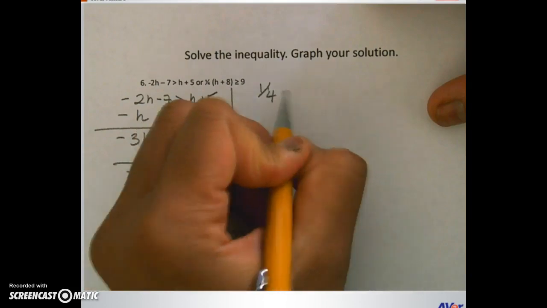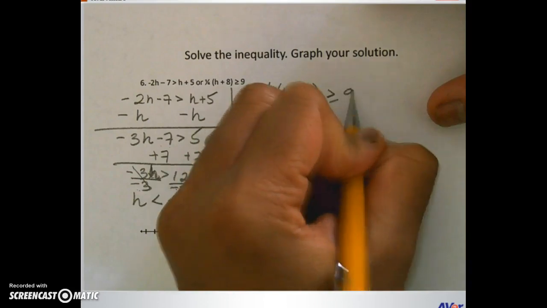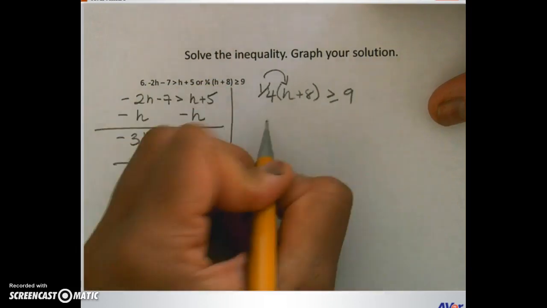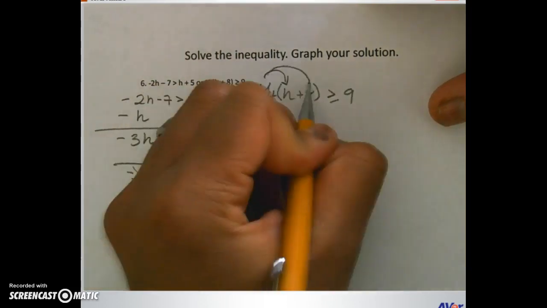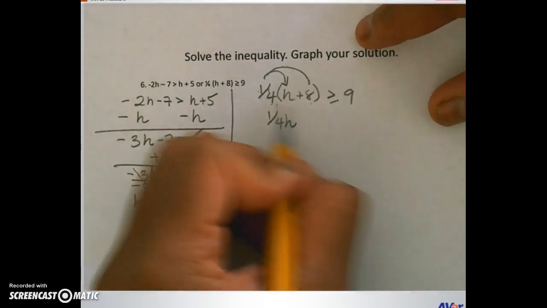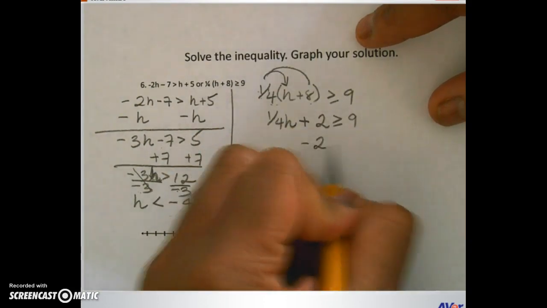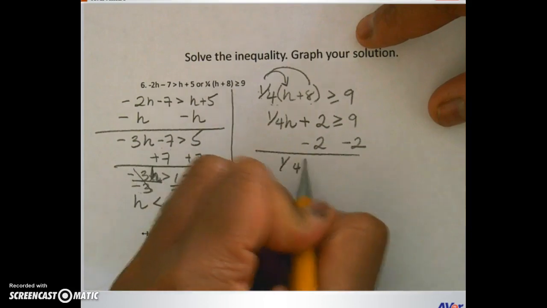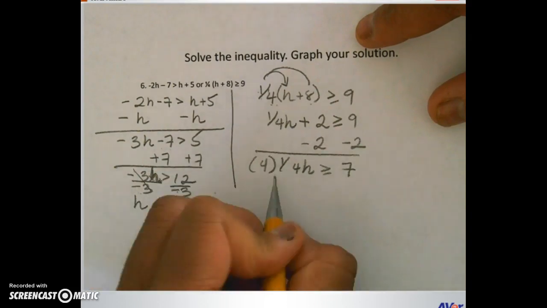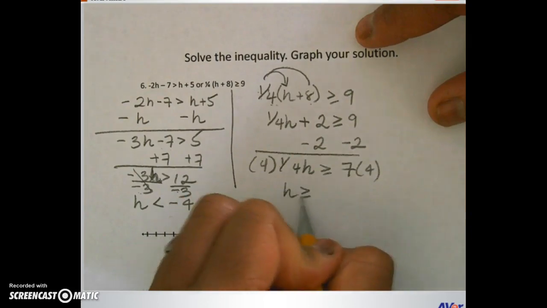Okay, now a little more work. 1 over 4 times h plus 8 is greater than or equal to 9. This is a friendly fraction. I kind of like it, so I'm going to distribute it and have 1/4 h. And then 1/4 of 8 just means I need to divide by 4 because there's just a 1 on top. So 8 divided by 4 is 2, plus 2 greater than or equal to 9. Minus 2. 1 over 4h is greater than or equal to 7. Now, to get rid of this 1/4, I'm going to multiply by 4. And I have h is greater than or equal to 28.